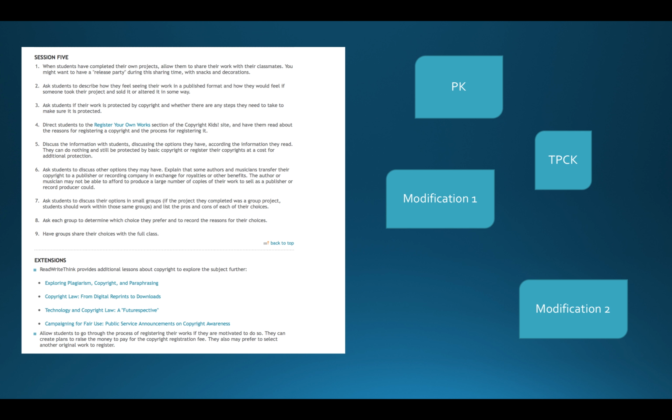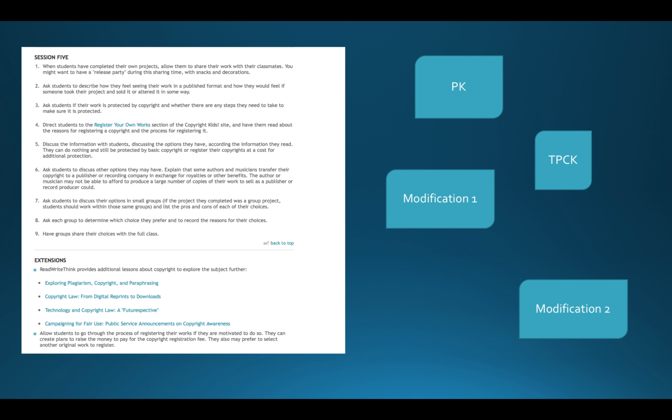The second modification I found has two parts to it, and it's for the extensions part. So obviously right away there are going to have to be modifications made for the Canadian standards. So these Read Write Think provides additional lessons about copyright. So these could be other resources such as Copyright Canada, Creative Commons, FAQs once again. But the second part of this I found too was, you can allow students to go through the process of registering their works if they're motivated to do so.